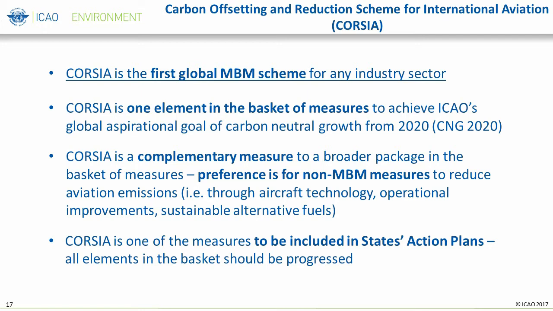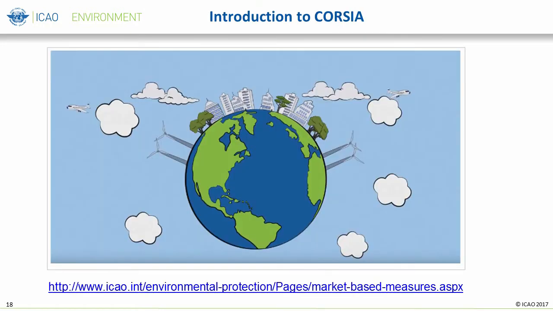In fact, as referenced in paragraph 2 of the Resolution A39-3, the preference is for the use of non-market-based measures to reduce aviation emissions, such as through aircraft technology, operational improvements, and sustainable alternative fuels. Finally, CORSIA is one of the measures to be included in states' action plans, while all elements in the basket should be progressed. Now, a brief video will play providing an introduction on CORSIA, which can also be found on ICAO's environmental website.